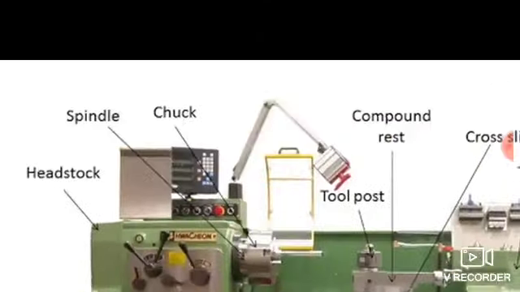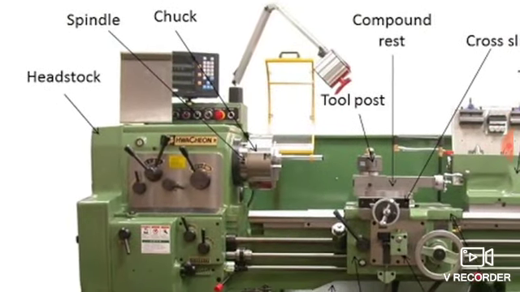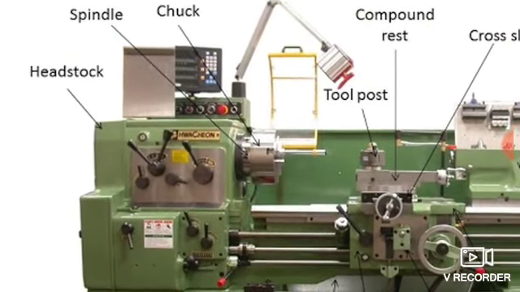So now this portion is known as headstock. Here you can see the headstock. So headstock carries a gear train because you want to rotate the workpiece at different RPM. And why it is important to rotate the workpiece at different RPM?